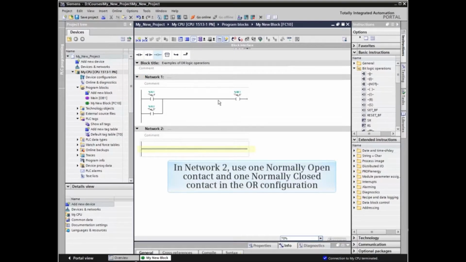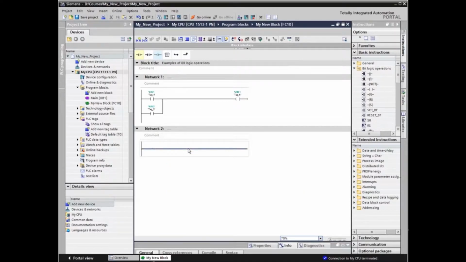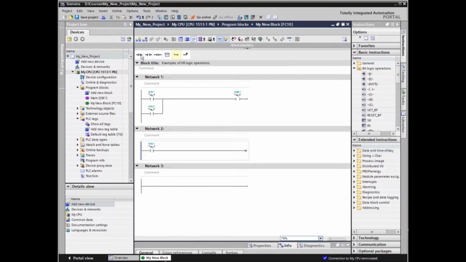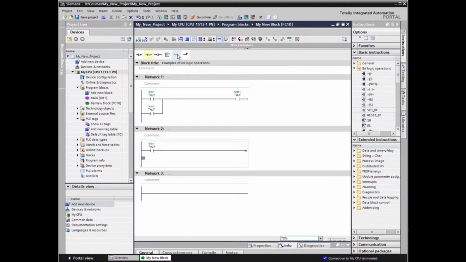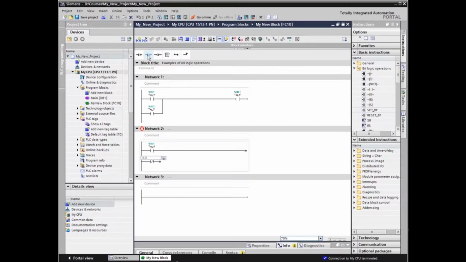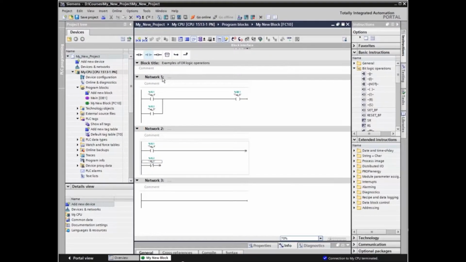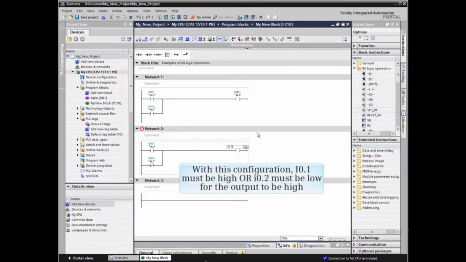Now, in network 2, we will configure the OR network with one normally open contact and one normally closed contact. With this configuration, I0.1 must be high or I0.2 must be low for the output to be high.